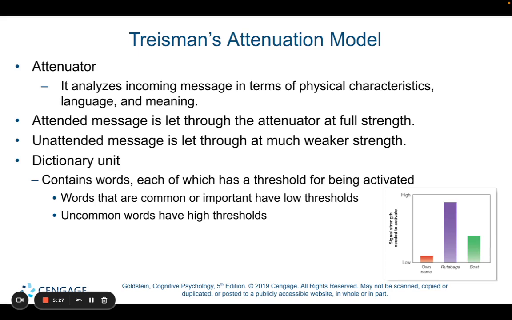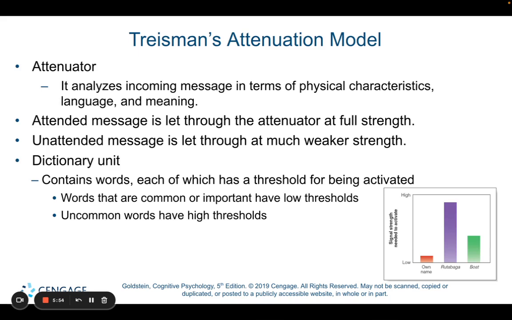So the attenuator is going to analyze the incoming message for physical characteristics, language, meaning. It's going to be attended to or unattended to. Those attended to messages are going to get the full strength of the attenuator, where those unattended messages are going to get a much weaker strength attenuation. And then on to the dictionary unit, which is going to contain words which can be activated.